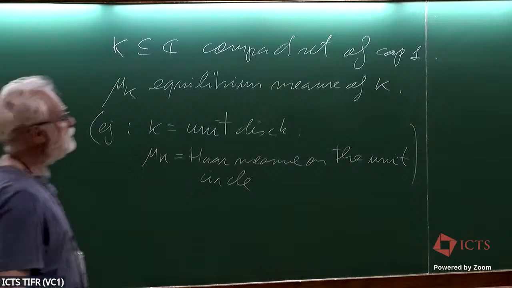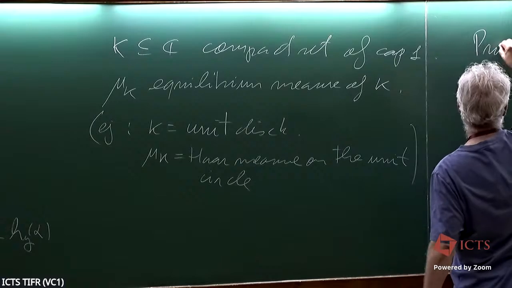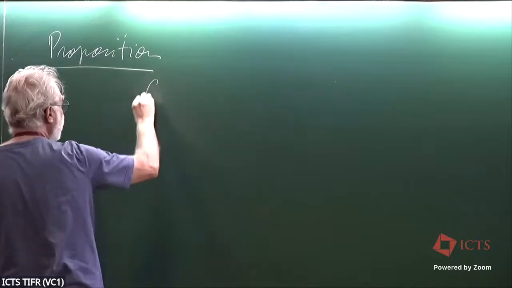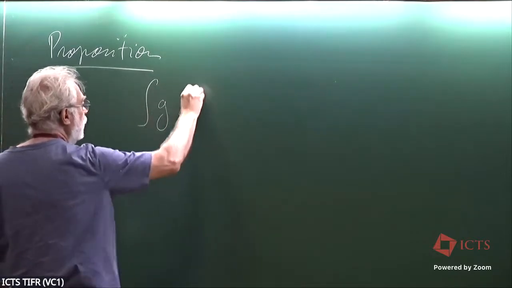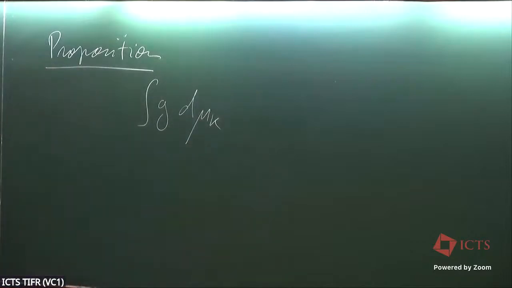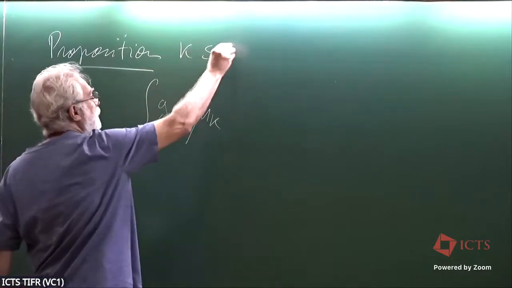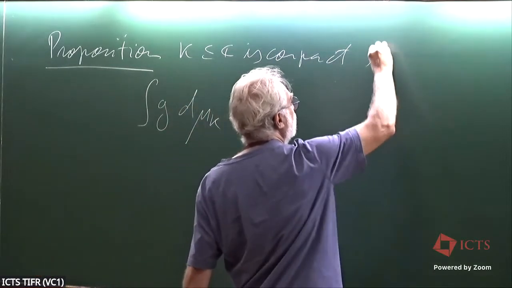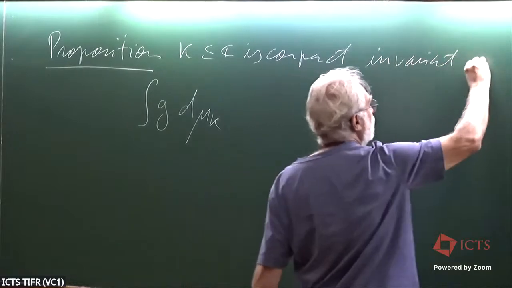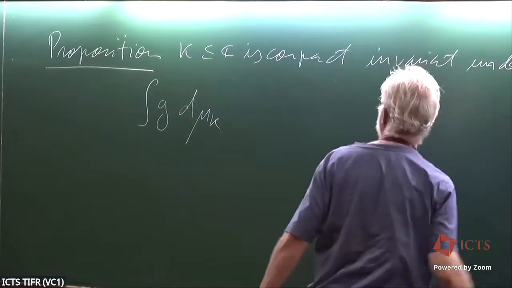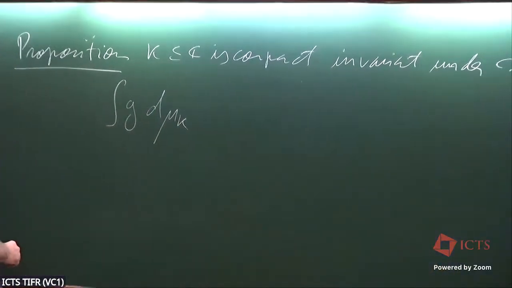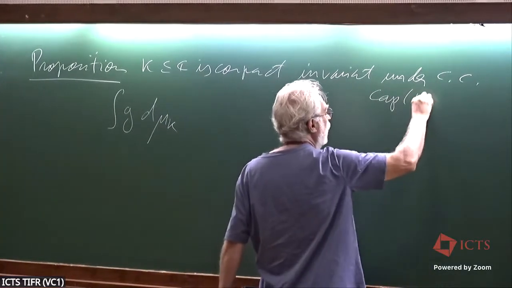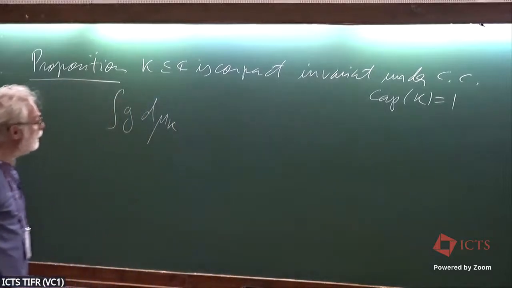But the consequence of this is the following proposition. If I now look at the integral of the function g d mu_K, here I have to assume that K inside C is compact and invariant under complex conjugation, and the capacity of K exactly equals 1 to apply Rumely's theorem.